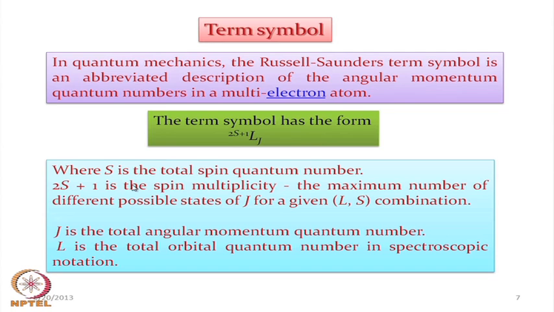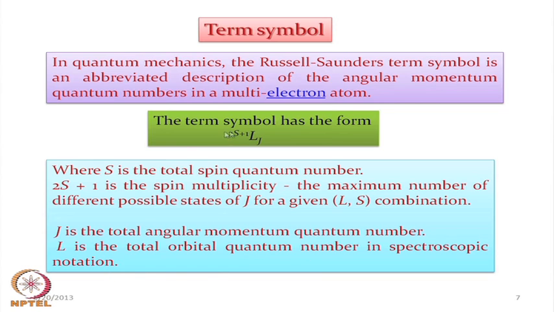Here S is the total spin quantum number and 2S plus 1 the spin multiplicity, that means the maximum number of different possible states of J for a given L and S combination. So, how many different types of J can be formed can also be known from the 2S plus 1 spin multiplicity. J is the total angular momentum quantum number and L is the total orbital quantum number in spectroscopic notation.